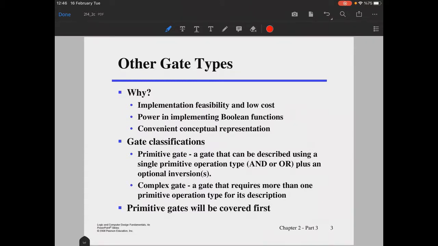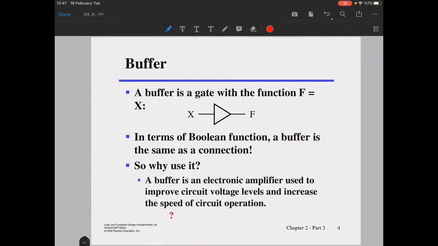By definition, gates are classified in two groups, the primitive gates and the complex gates. The primitive gates are the gates that we've seen so far, AND, OR, and inverters. The complex gates require more than one primitive operation type for their description. Let's take a look at the primitive gates.